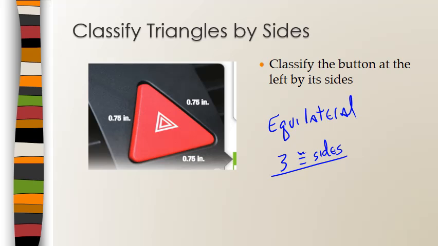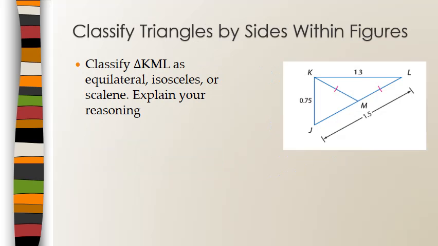Okay, let's go to the next one. We got a triangle inside of a triangle, I believe. Yes, we're classifying triangles by sides within figures. So classify triangle KML as equilateral, isosceles, or scalene. Explain your answer. So let's see.